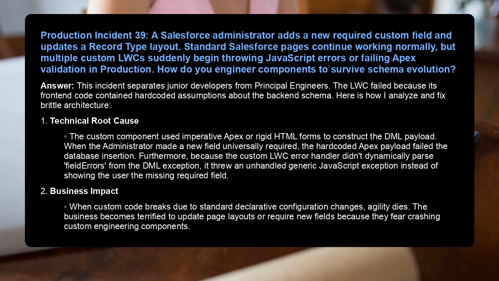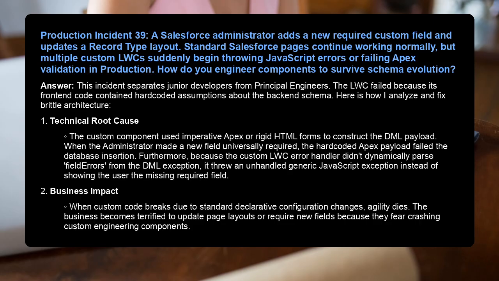Production Incident 39. A Salesforce administrator adds a new required custom field and updates a record type layout. Standard Salesforce pages continue working normally, but multiple custom LWCs suddenly begin throwing JavaScript errors or failing Apex validation in production. How do you engineer components to survive schema evolution?